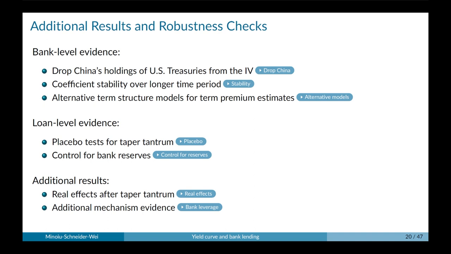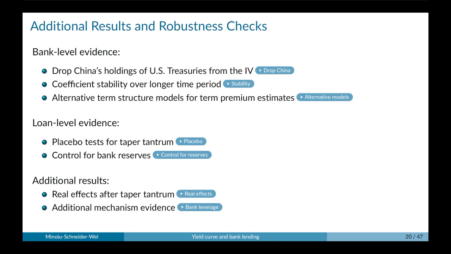I motivated the work by saying that we want to look at the channel by which the slope affects real GDP growth. And so in all of these credit regressions, you may ask, are there real effects? And indeed, although I'm not showing it, there are real effects after the taper tantrum. As I mentioned, in the credit registry, we have a lot of bank-dependent firms. And those bank-dependent firms that are more reliant on leveraged lenders tend to have better real effects, in particular higher investment rates after the taper tantrum than other firms. There are bank-dependent firms in the US, especially among the privately held ones, and they do see an impact on growth from better availability of credit.